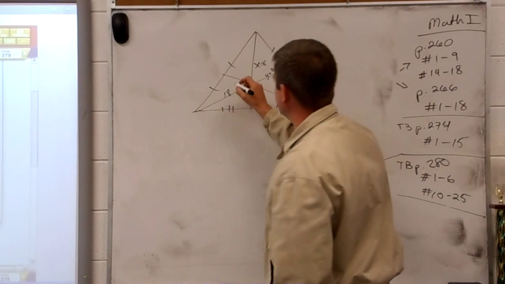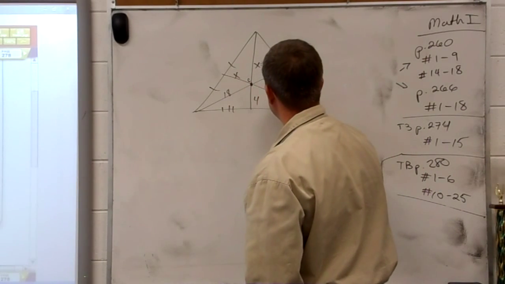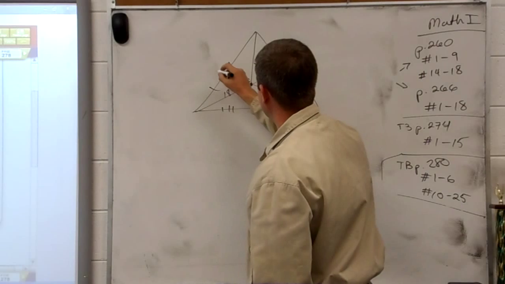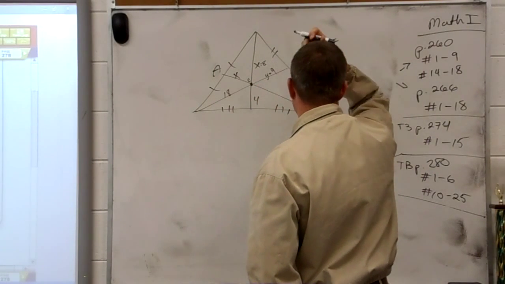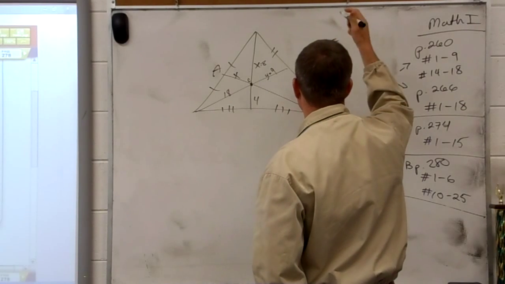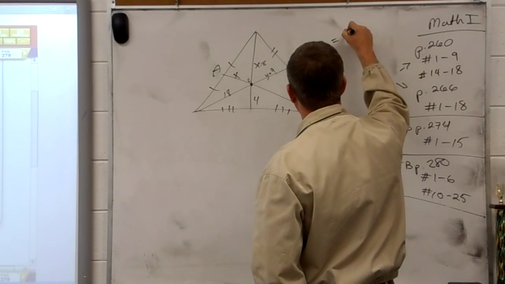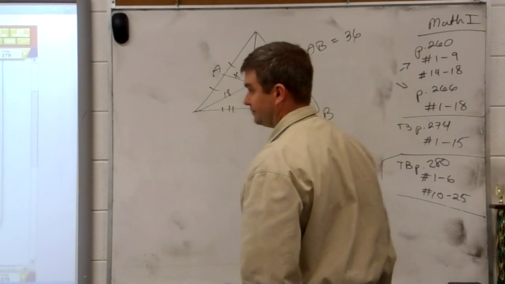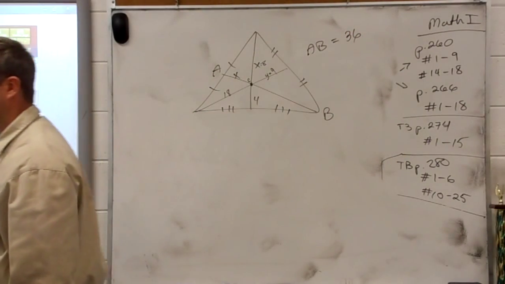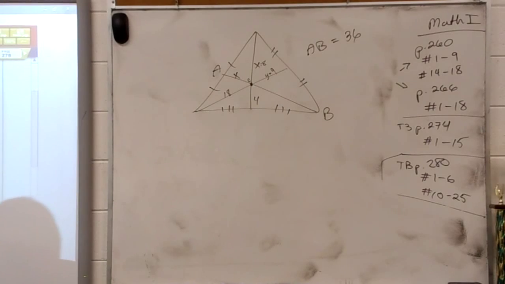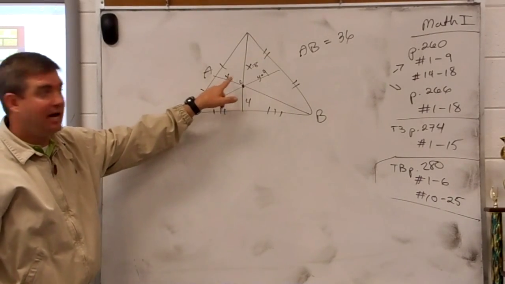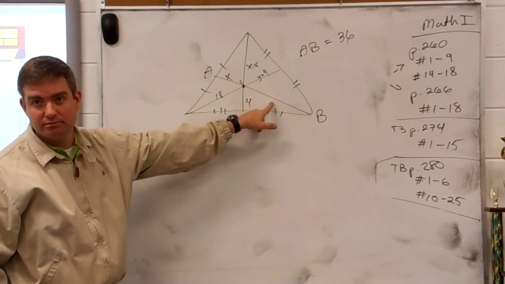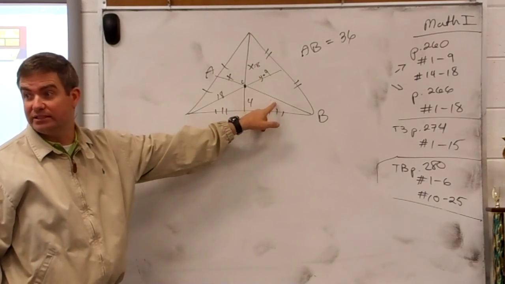What if they did this and they told you the total of AB is equal to 36? Could you figure that amount out? If this shorter part is X, then how much is the longer part? 2X. It's always double the amount.